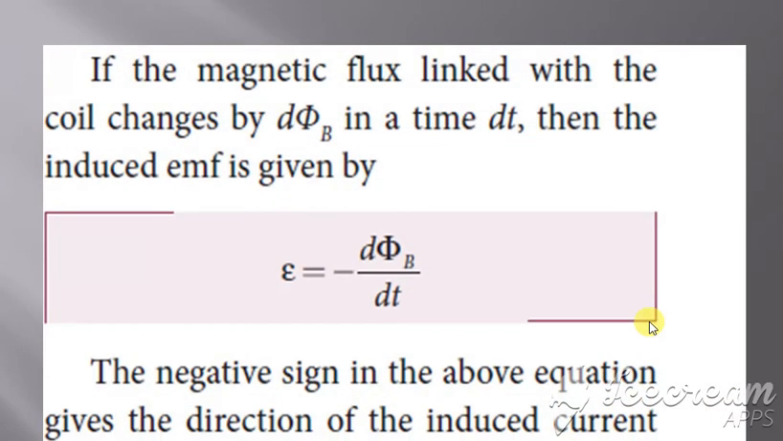Clear? Then next, we have the equation for this. I told you already, E is the EMF and phi is the flux, so it is given by E is equal to minus d phi by dt. Why we are writing a minus sign here is because it gives the direction of the induced current. Induced current always flows in the opposite direction. So here we are writing with a minus sign.